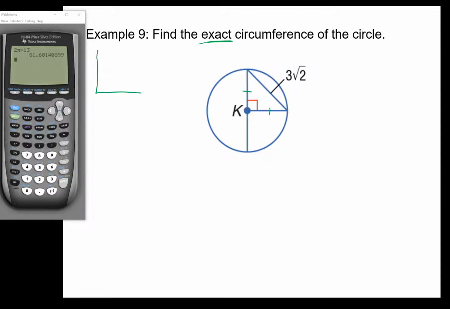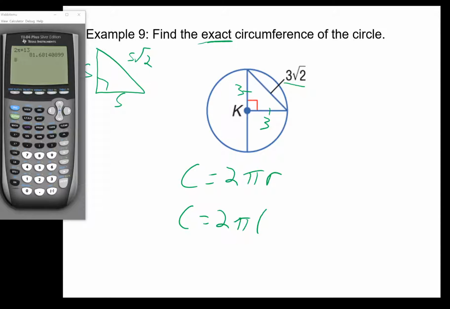If we think back to that unit, we knew that that was S, S, and then S root 2. Meaning that the radius of my circle here is going to be 3, because that was 3 root 2. Therefore these are 3. If I'm finding the exact circumference, since circumference equals 2 times pi times r, my circumference is 2 times pi times 3. Now let's multiply the 2 times 3, and that is 6 pi.